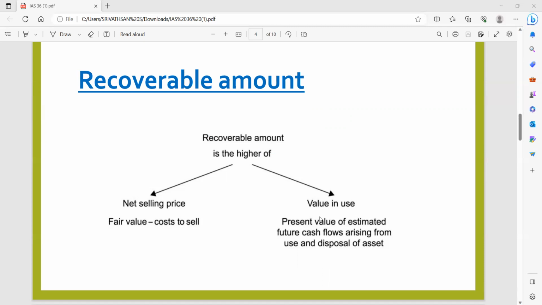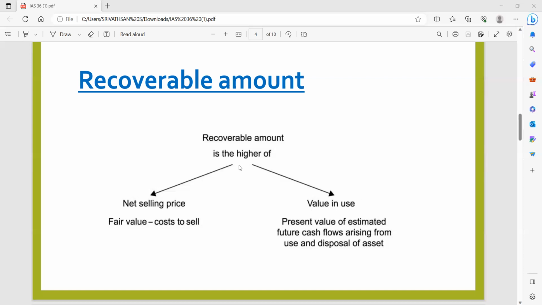And value in use is nothing but, for example, let's say that you have a machine and you're planning to produce some products from the machine, and you're planning to sell the product in the market. So this machine generates some cash flows because you're producing a product from the machine and selling it in the market. So the present value of the estimated future cash flows arising from the machine is the value in use. Basically you need to calculate the cash flows that you are expecting to come from that asset, and calculate the present value of those cash flows, and that is known as the value in use.